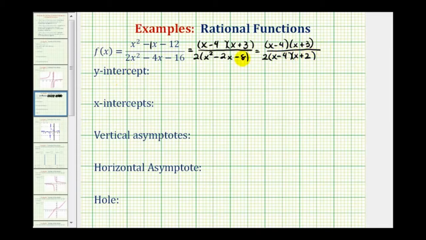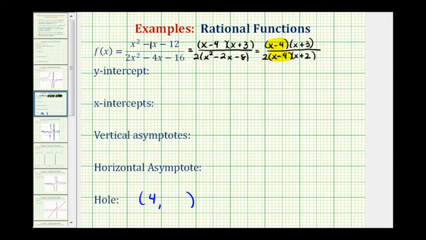One of the reasons it's important to factor our rational functions is, notice in this case we have a common factor of x minus 4 between the numerator and denominator. The reason this is important is that the values of x that make this common factor equal to 0 will not give us an x-intercept or a vertical asymptote. It's actually going to give us a hole. Again, since 4 makes this factor equal to 0, that means we're going to have a hole at the point where the x-coordinate is equal to 4.